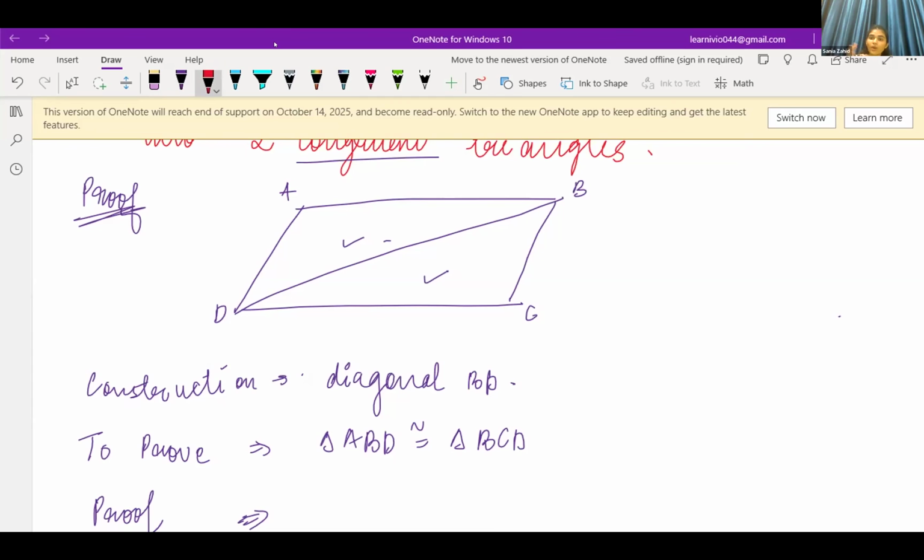See, what do I already know about a parallelogram? I know one thing for sure, that opposite sides are parallel. This side is parallel to this, and this side is parallel to this. I already know this. So what is given? Just write one sentence for given as well.